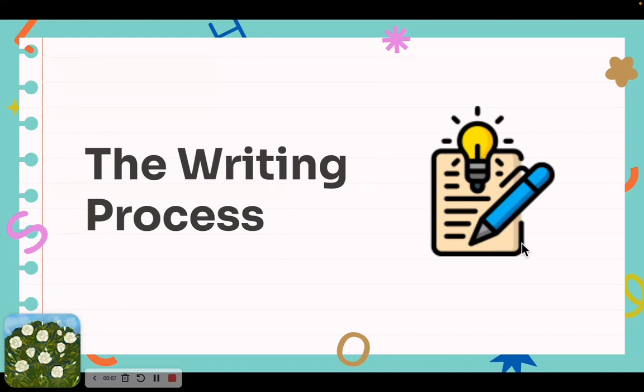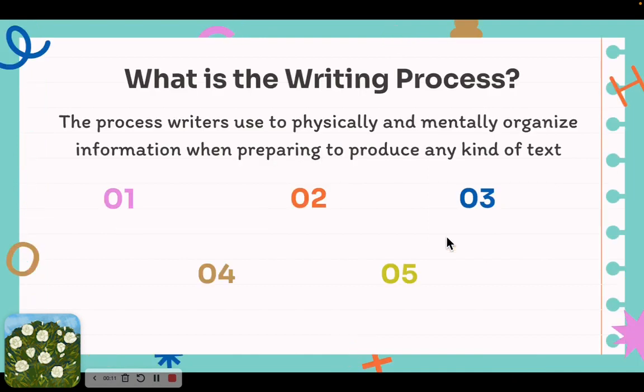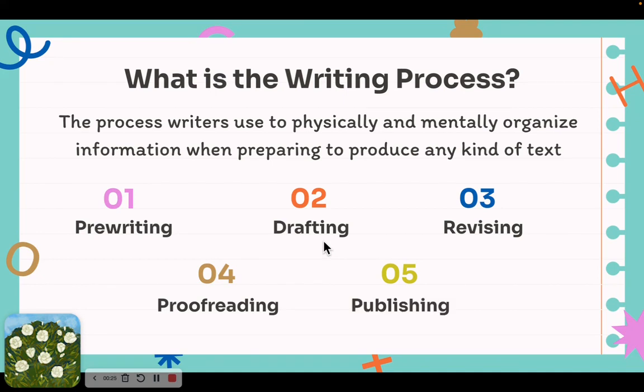To get into this, we must ask ourselves, what is the writing process? Essentially, the writing process is the process that writers use to physically and mentally organize information when preparing to produce any kind of text. Within this process, there are 5 crucial steps: pre-writing, drafting, revising, proofreading, and publishing.